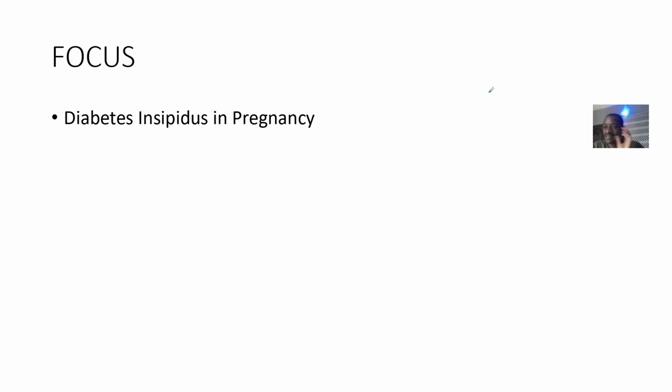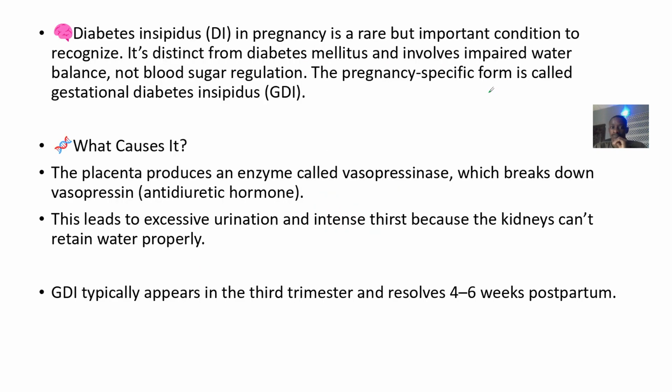But if you have this hormone deficiency, or maybe this hormone is being released but the body is not responding to it, then you have the body making too much urine. Now that's what is called diabetes insipidus. Having it in pregnancy is rare, but it's an important condition to recognize. It's distinct from diabetes mellitus and involves impaired water balance. So the pregnancy specific form is called gestational diabetes insipidus.